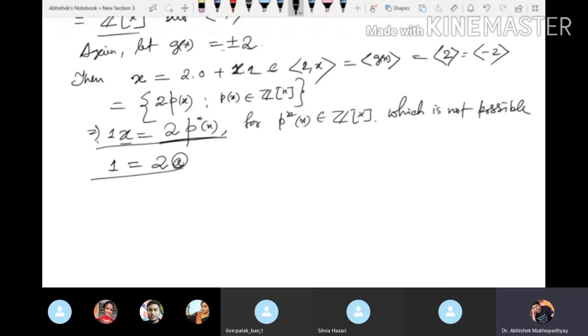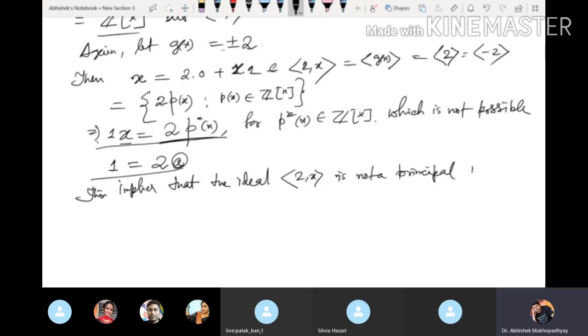So in either case, we arrive at a contradiction, and this implies that the ideal generated by 2 and x is not a principal ideal. That is, the assumption we made in the beginning was wrong in Z[x]. So this is true. This is not a principal ideal. So that means in Z[x] you have constructed an ideal which is not principal.